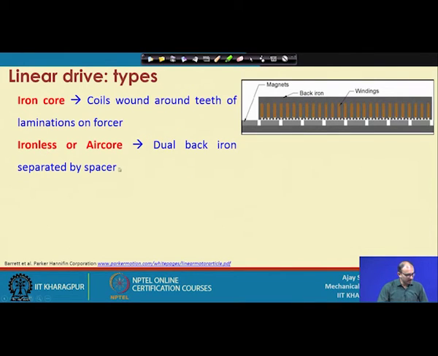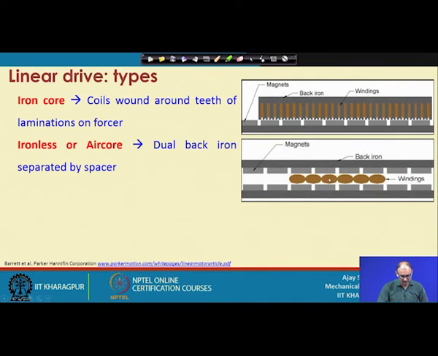The second one is called the ironless or air core motor. Why is it called ironless? Because we are not using iron here. So, there is a dual back iron separated by the forcer. This is the same thing, but this is the front view, and this one is the top view. So, we are looking from the top. We will see this in more detail in the next few slides.